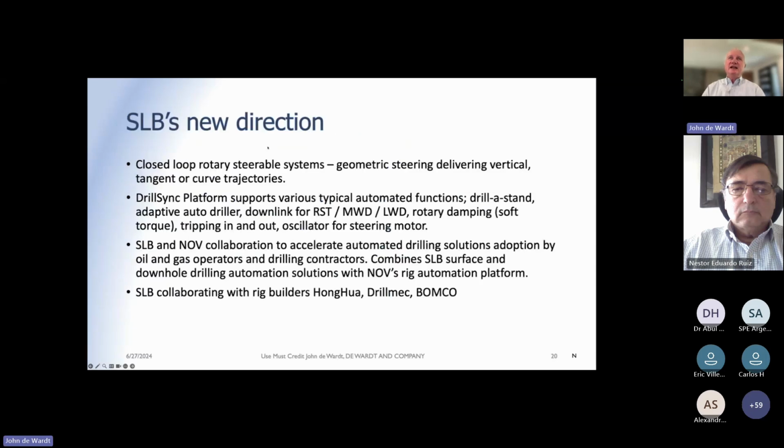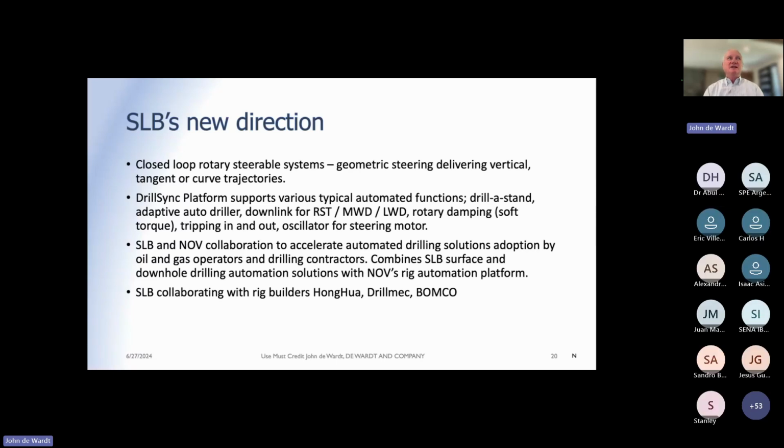And SLB's new direction, I mentioned that they had this rig of the future. They invested a lot of money. They bought a number of companies that they pulled together to go this direction and offer it as an IPM service, so an integrated project management delivering wells with a fully automated system. And then they stepped back from that. So now the focus that I see them doing is closed loop rotary steerable systems.